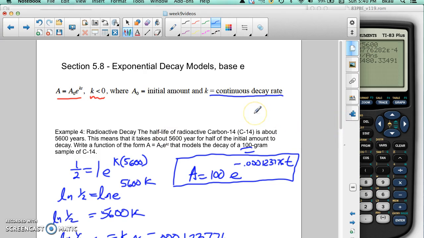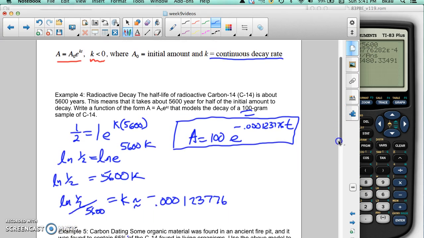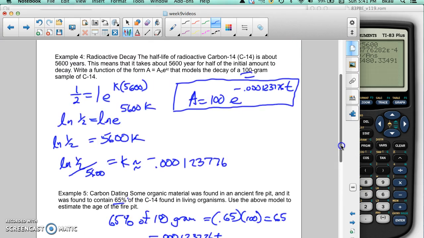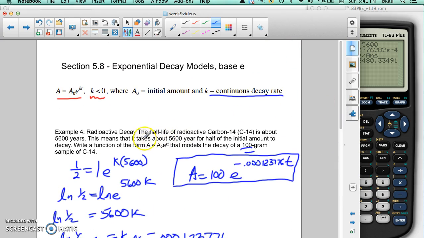And remember, the only difference between base E decay and base E growth is this value right here. K is either positive or negative. In this case, negative. In the growth, it's positive. All right, and that's my last example on exponential models, decay versus growth, base E versus base B.